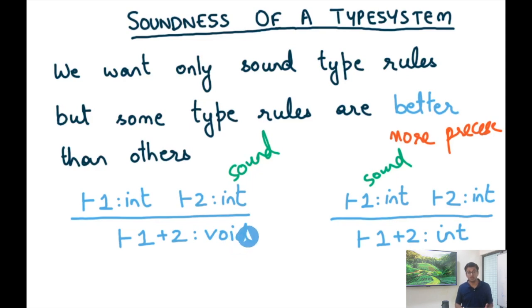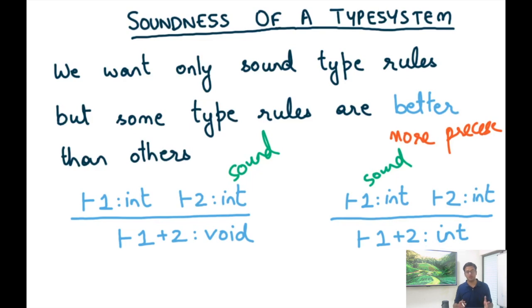I cannot contest the fact that this is sound. Because void is a super type of int, and by definition of super type and subtype, any value that gets computed is actually of type void. And so this type rule is actually sound by a definition of soundness. But it is not very useful. In fact, this rule is more useful, right? Because this is more precise.